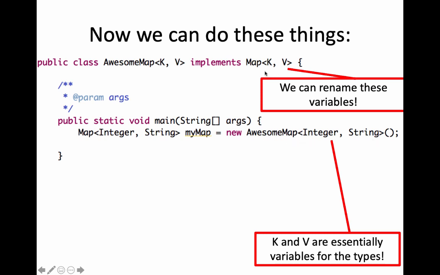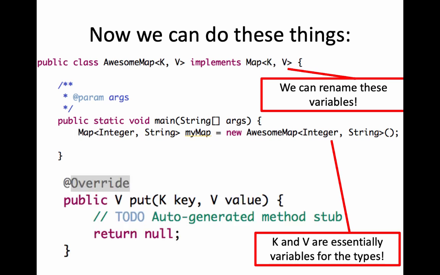So inside of my AwesomeMap, my K for the specific map right here would be type Integer and V would be type String. And inside my AwesomeMap, there was a method put, and you can see it took in something of type K and something of type V. So in the case of my map, I would need to pass an integer as the first argument and a string as the second argument, and put is just add.